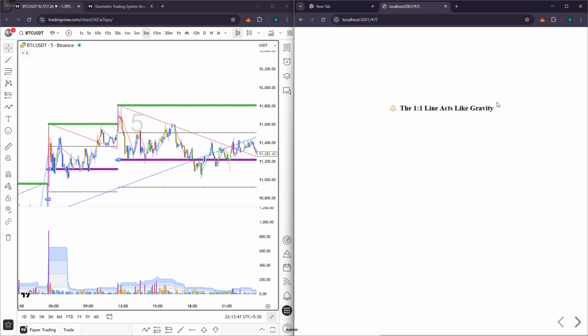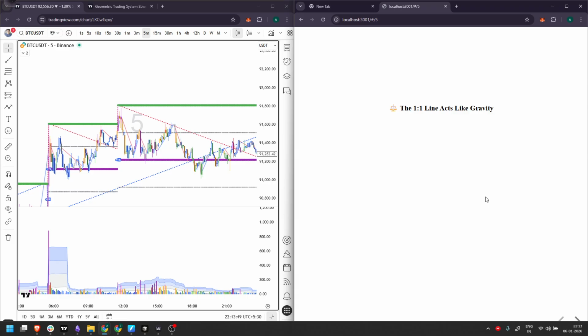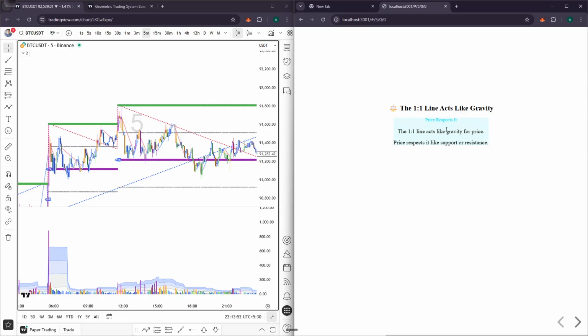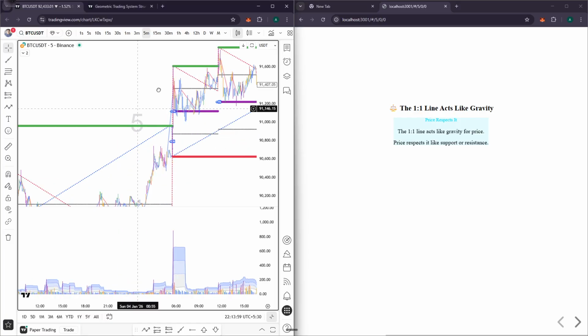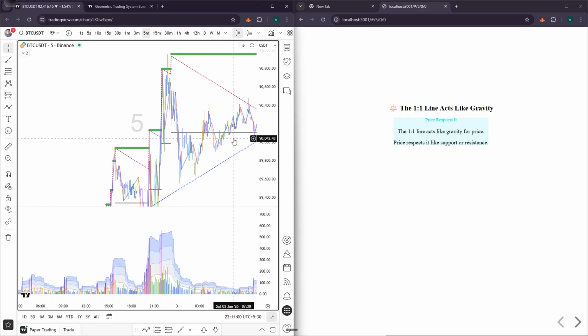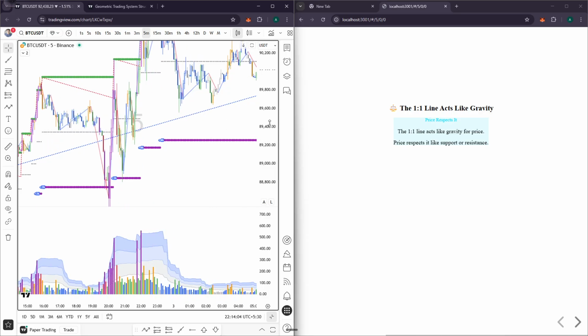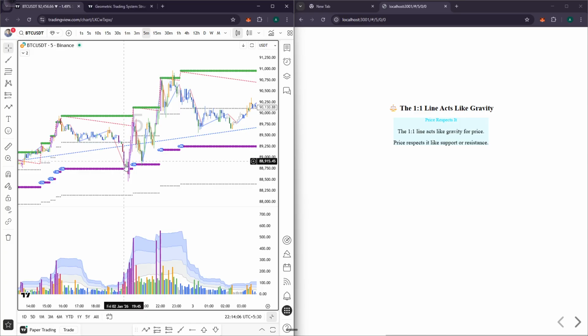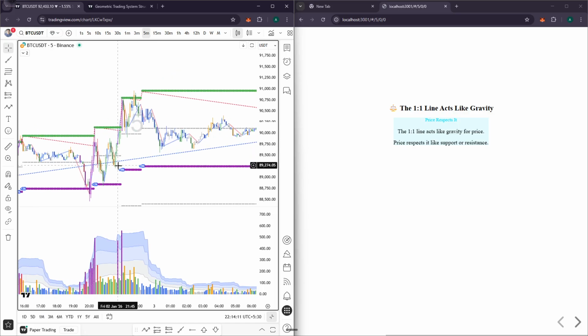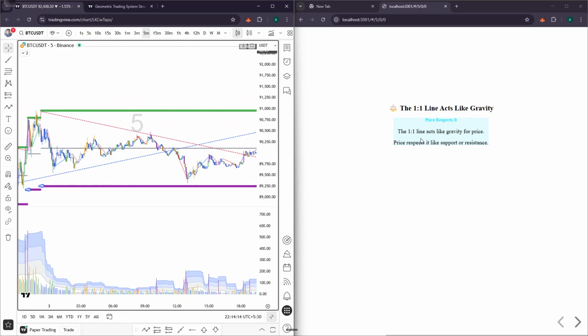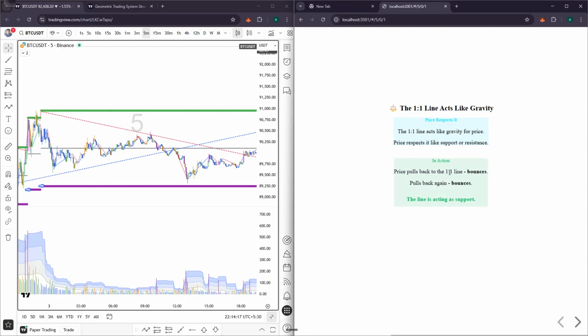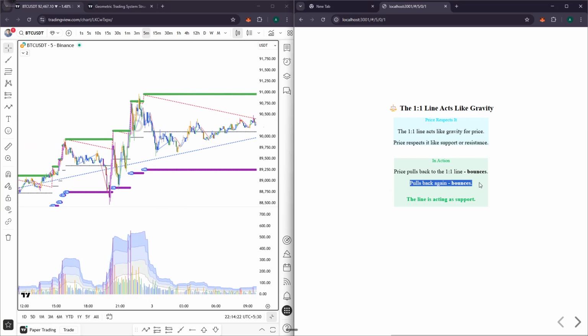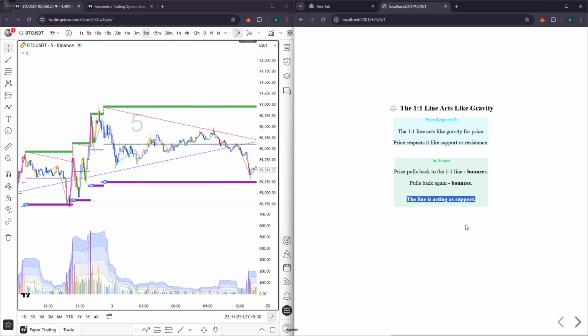Now, the one by one angle acts like gravity, and price respects these levels. Whenever price reaches these trend lines, it acts like support and or resistance. See here, it tries to go to the midpoint, bounces back up. Again it trades above, and then boom. It does act like gravity: price goes back to the one by one line, bounces, pulls back again, and bounces again. This line is acting as support.